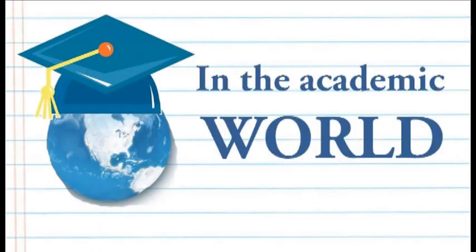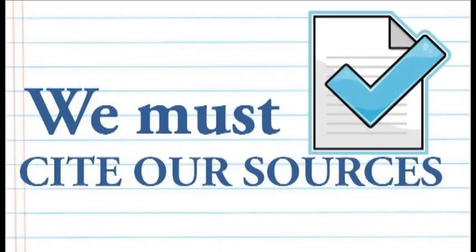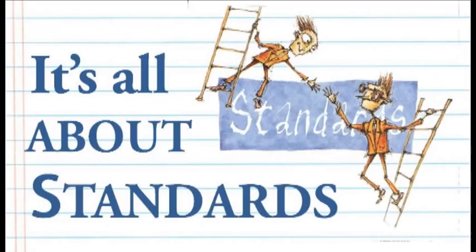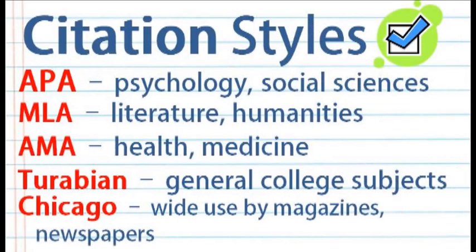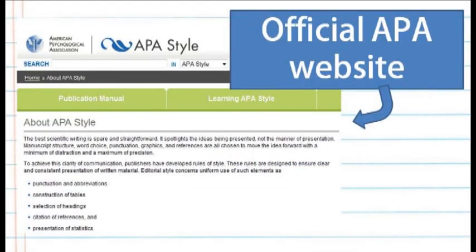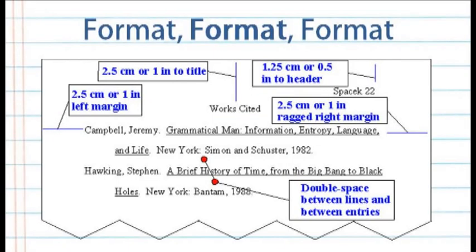In the academic world, when we refer to another one's work, we are told we must cite our sources at all times, and not just any old way, but using formal and accepted methods such as MLA and APA style for, quote, "maximum of precision." And that's according to the official APA website. Let's take a look briefly at what this means.